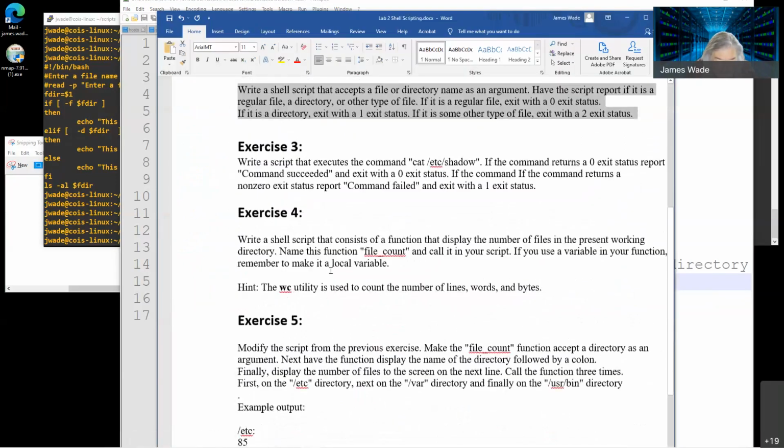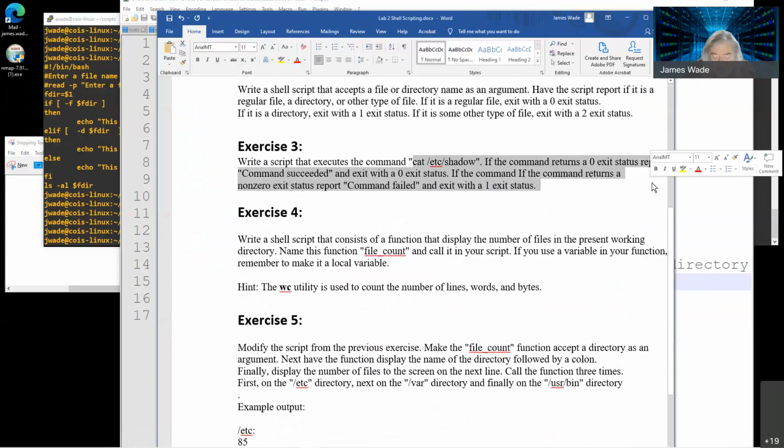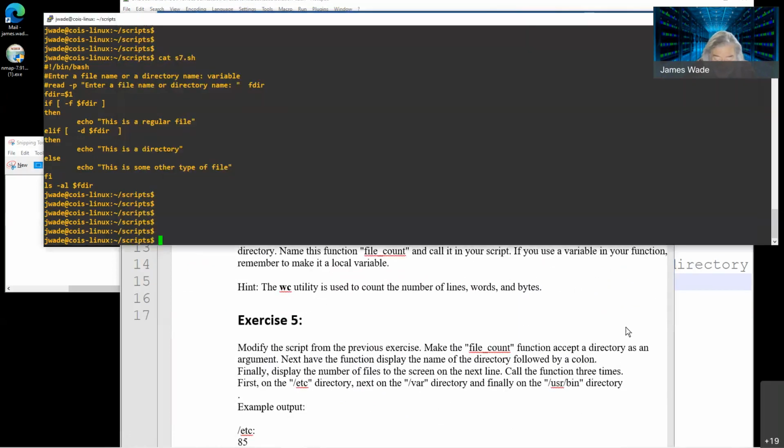Next one, write a script that executes the command cat /etc/shadow. If the command returns a 0 exit status, report command succeeded and exit with a 0. If it returns a non-zero, report command failed and exit with a 1. So now we've got a failure. Let's take a look.